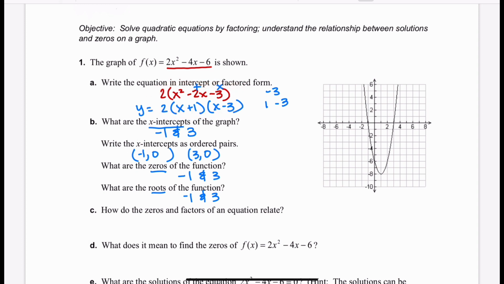Now, how do the zeros and the factors relate? If we have x plus 1, it's going to become a negative 1 because we want to set it equal to 0. And if I have a negative 3, it becomes a positive 3 because I'm also setting that equal to 0. So the number is the same, but the sign changes.